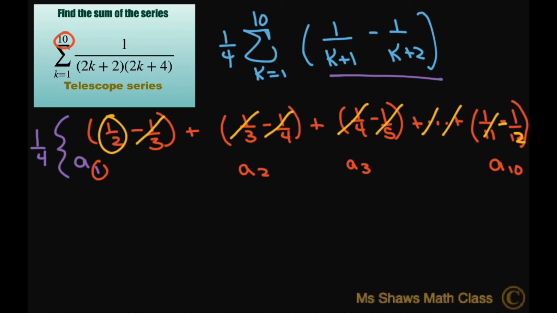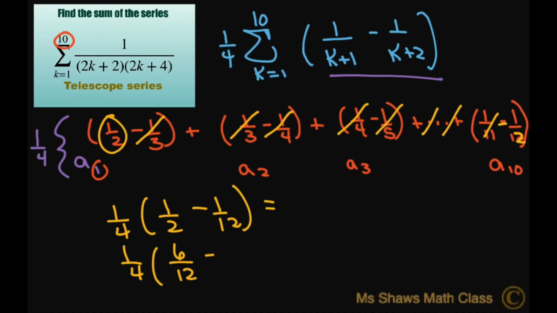So therefore, all we have to do is take 1/4 times (1/2 minus 1/12). And if you do this, it's going to be 6/12 minus 1/12. All right, this is going to equal 1/4 times 5/12, and this is going to equal 5 divided by 48.